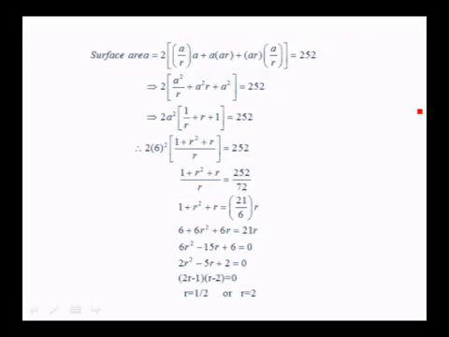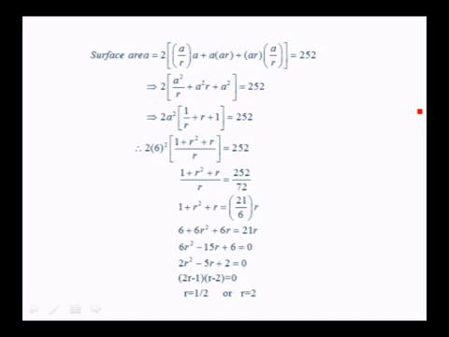So, let us think about the surface area. Surface area of a rectangular box, of course, is twice the length into breadth, plus twice the length into height, plus twice the breadth into height. Therefore, it is 2 into a by r into a plus a into ar plus ar into a by r. That is given to be 252. So, 2 into a square by r plus a square r plus a square is equal to 252. Let us take a square outside. 2a square into 1 by r plus r plus 1 is equal to 252. So, 2 into 6 square into 1 plus r square plus r by r is 252.